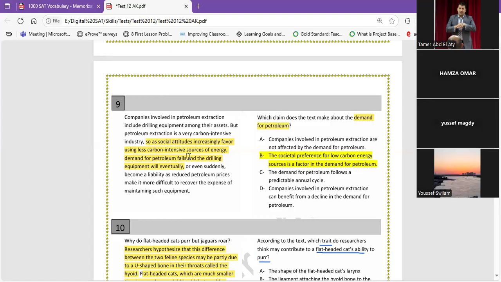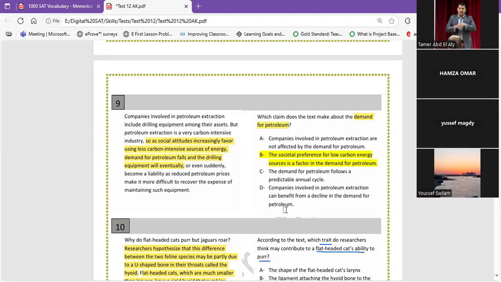You're going to find now cars start to be a lot. The demand for petroleum follows a predictable annual cycle. No, it's not predictable. Companies involved in petroleum extraction can benefit from a decline in the demand for petroleum. How will benefit? They're not going to have money just to recover their expenses.